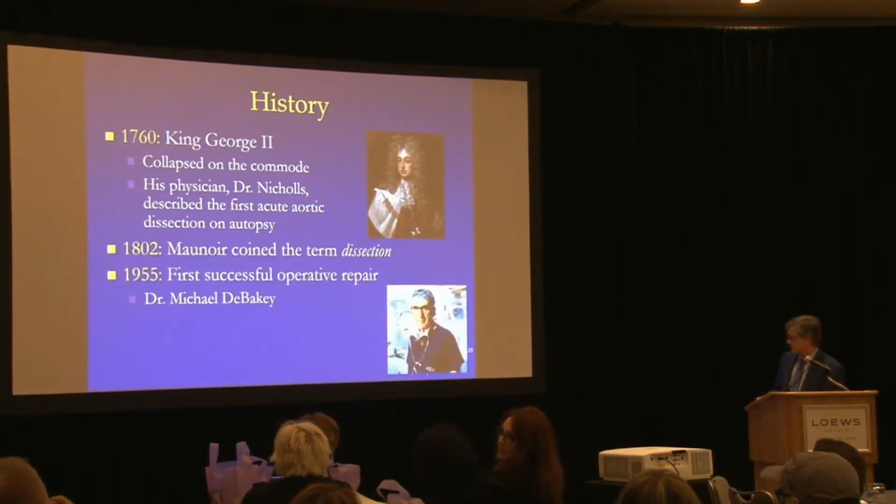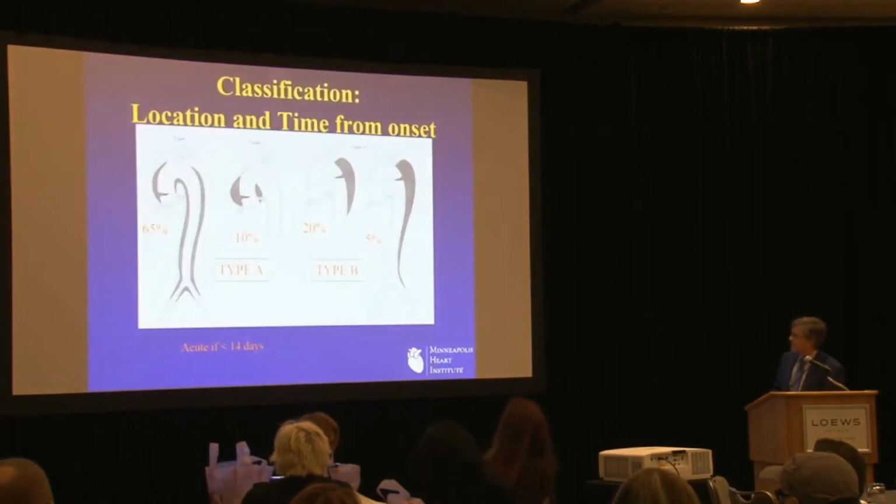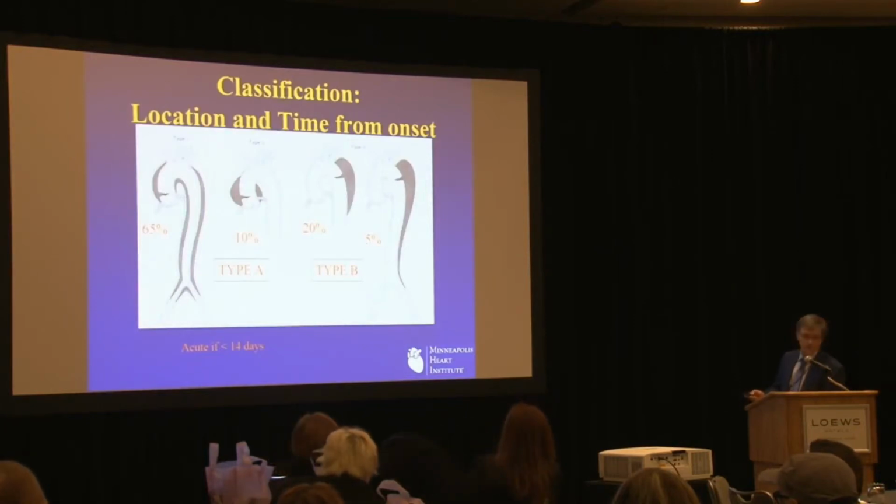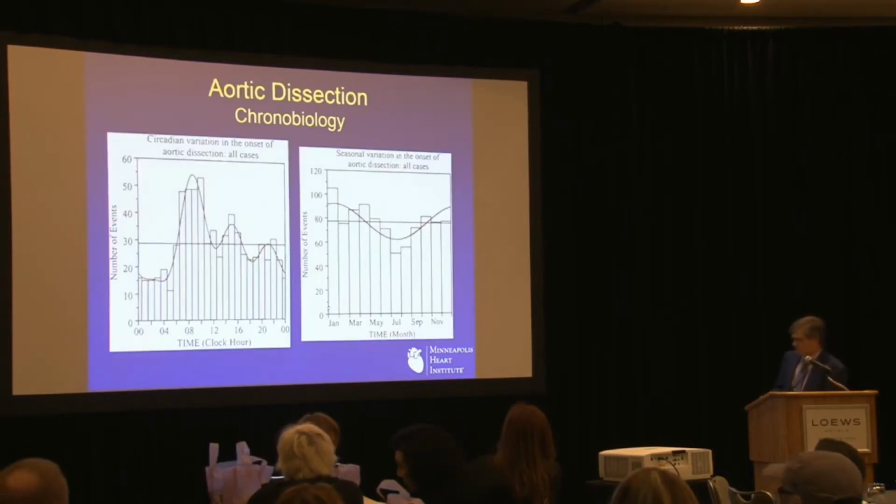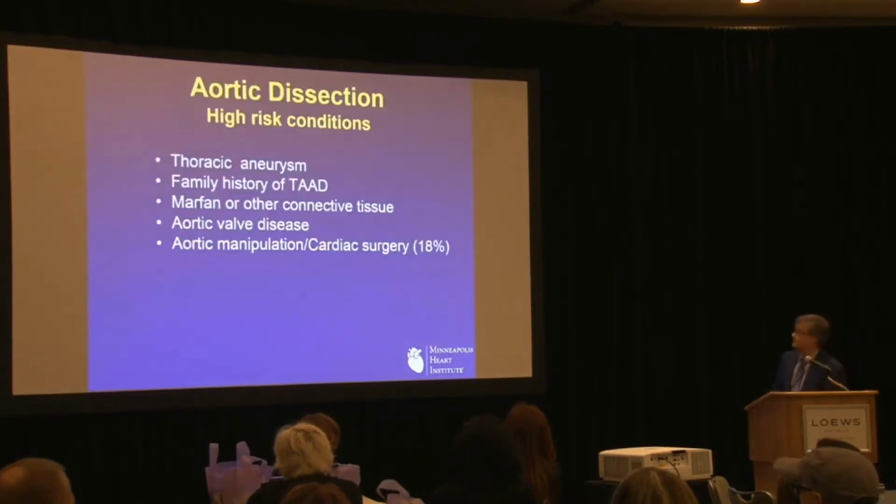And you've heard a little bit about Dr. DeBakey already. Again, the different types of dissection, the type A, the proximal dissections, these are the ones that need to go to surgery right away, and then the type B dissections, which start just beyond the subclavian artery. There tends to be a circadian variation peaking in the early morning hours, and also a seasonal variation.